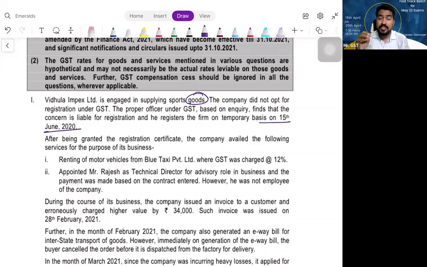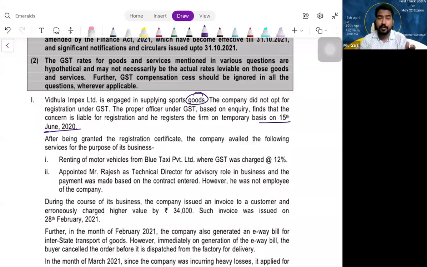Fine. Once the proper officer has given you the temporary registration, what can you do? What are the options you have? You can go for application for registration, or you can go for appeal. So option 1 is yes, you agree with his decision, you go for registration, or second one is you can go for appeal.